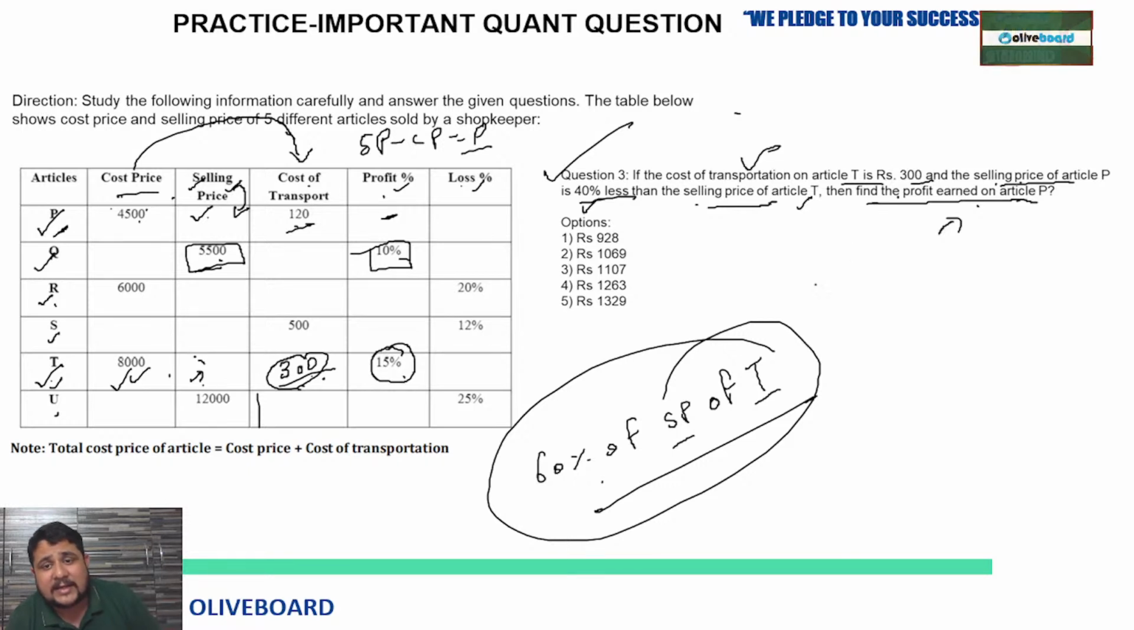Yes, we can easily calculate it: 8,300 multiplied by 115, then divide it by 100. So the zeros cancel. Now 83 multiplied by 115, you will get the answer.